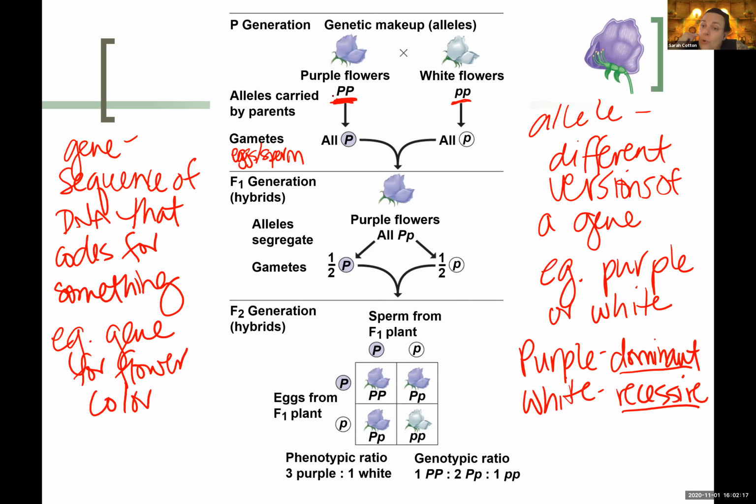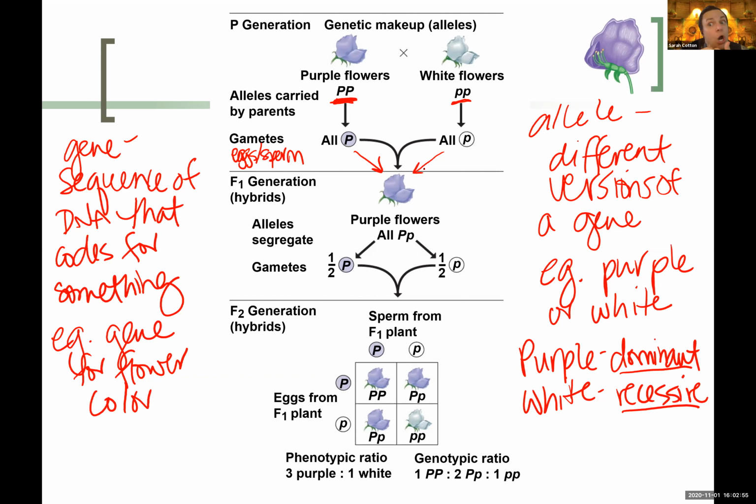Okay? For our white flowered plant, right? They have 2 little p's, 2 of the recessive alleles. When those separate in gamete formation, right? Each gamete then has a little p because that's all they have. Okay. Now, in reproduction, what happens? You got an egg, you got a sperm. They come together. We call that fertilization, right? So one gamete comes from this parent, the other gamete comes from that parent, and there's our F1 generation.